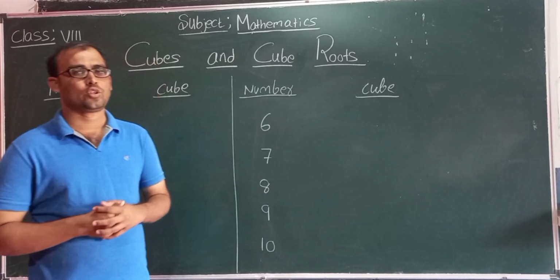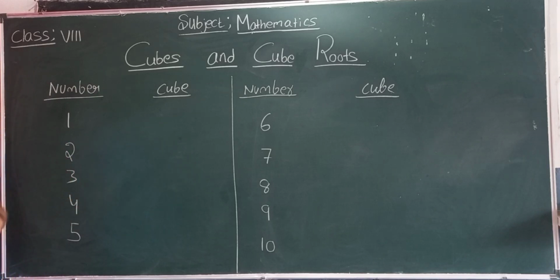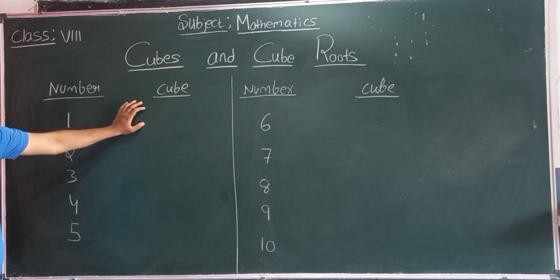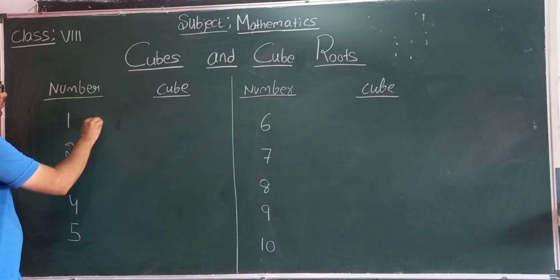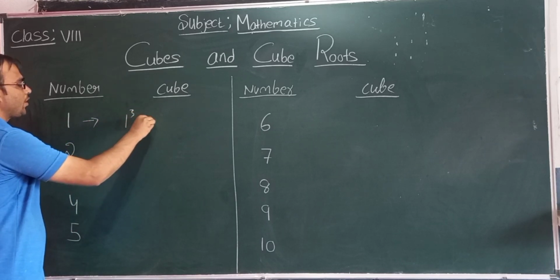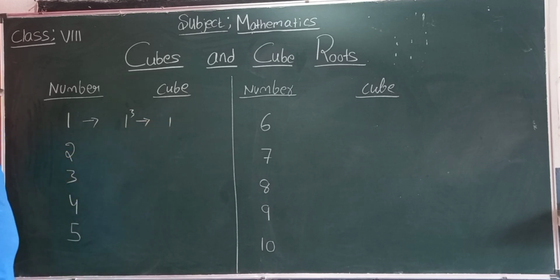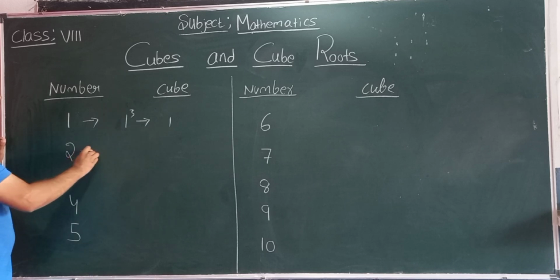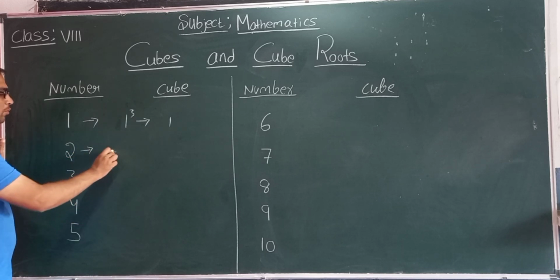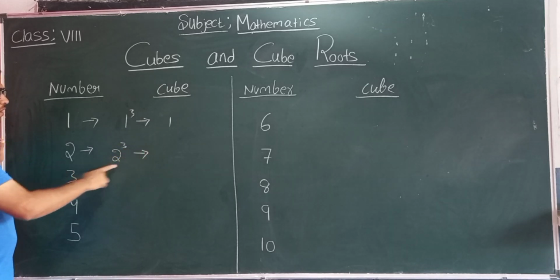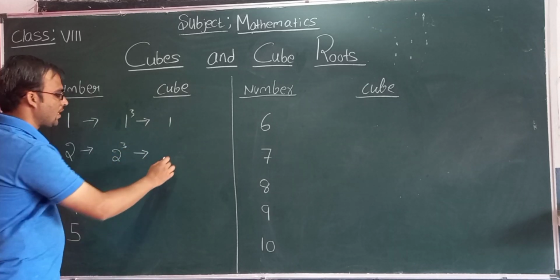Students, now let us see the cubes of some numbers, from 1 to 10. These are the numbers. The first number is 1. What is the value of 1 cube? The value of 1 cube is 1 only, because when you multiply 1 three times, you get 1 only. Then 2. What is the value of 2 cube? 2 twos are 4, 4 twos are 8.